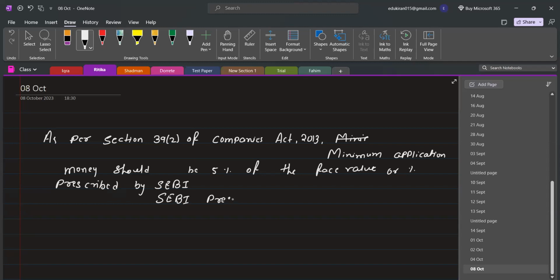And SEBI has prescribed that application money should not be less than 25% of the issue price.